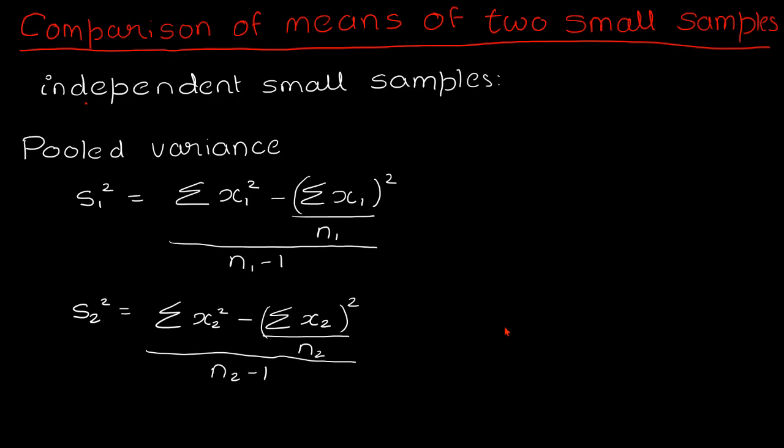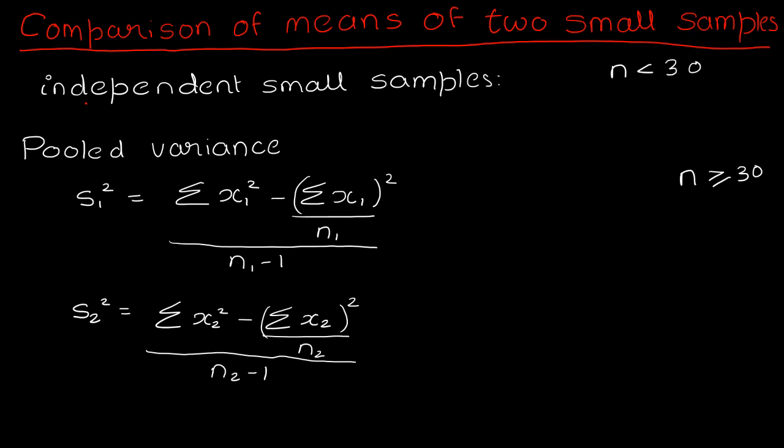Hello students, in the last video we saw the comparison of means of two large samples. Now in this case, we'll be looking at the comparison of means of two small samples. I repeat that the difference between large and small samples is the sample size. In the case of large samples, the sample size is greater than or equal to 30, and small samples means the sample size is less than 30.